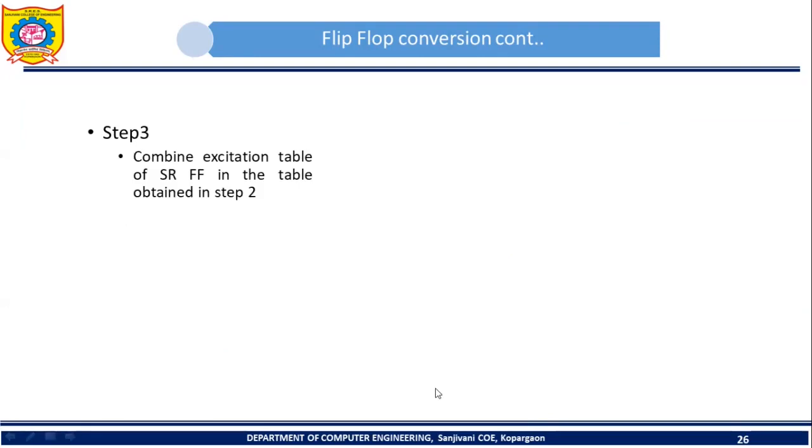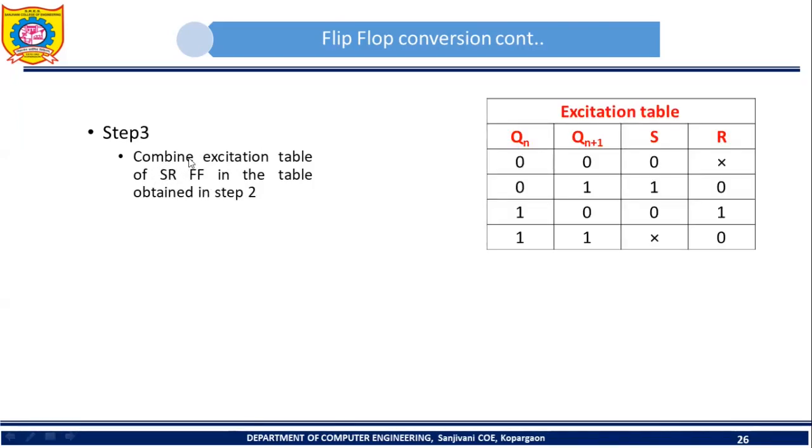Now step number 3. Step number 3 is: combine the excitation table of SR flip-flop with the table obtained in step number 2. So first of all let us see the excitation table of SR flip-flop. The excitation table of SR flip-flop is like this. We have already seen how to obtain excitation tables of different flip-flops. This excitation table can be obtained from the truth table. So this excitation table has to be combined with the table that was obtained in step number 2.